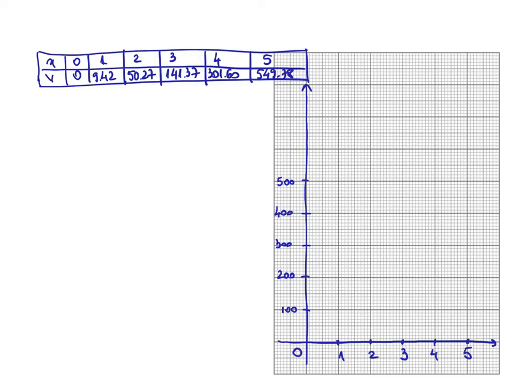Okay. The points are for x equals 0, y equals 0. For x equals 1, y is 10, so it's very, very small. For x equals 2, y is 50.27, so somewhere here. For x equals 3 is 141, so almost 150. For x equals 4 is 300, 1.60. For x equals 5 is 550, almost here. So this is my point 600. I always need to label the axis, so this is x versus the volume.